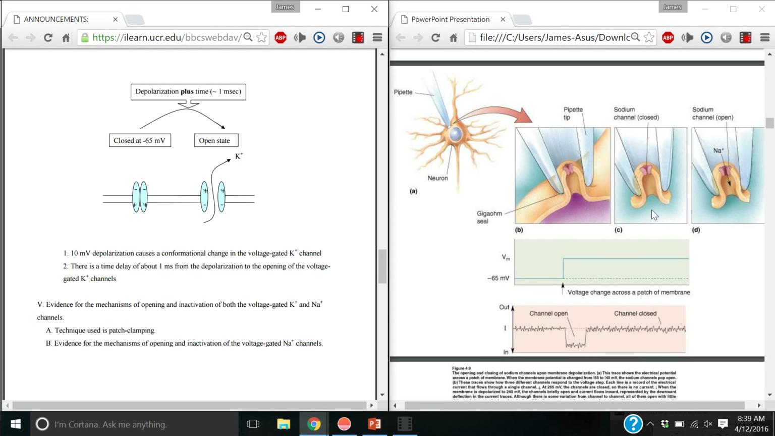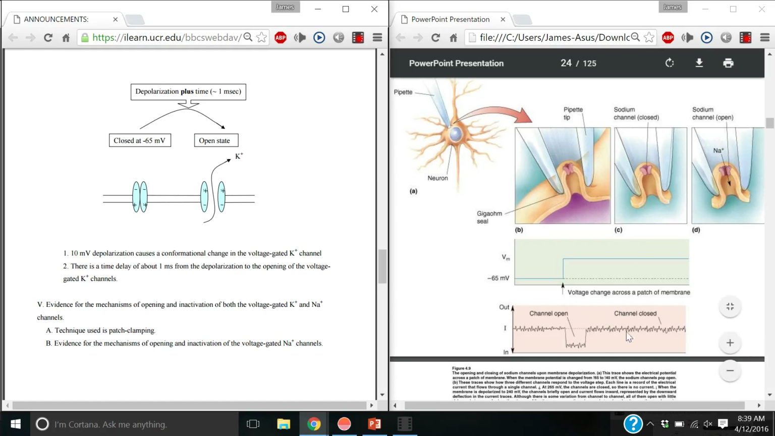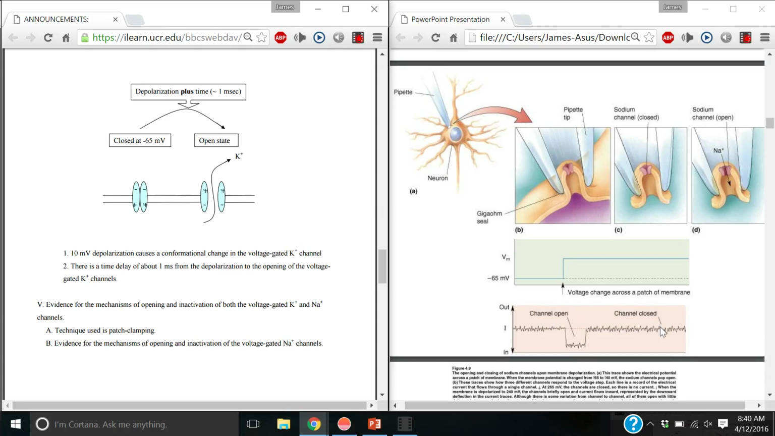And that's here, so this is where you have zero current flowing through, and this is when you have positive current flowing into the neuron. So no current, influx of current, that would be sodium flowing through the channel, and then no current. So that's one. That would be a current flow through a single voltage-gated sodium channel with a constant depolarization.